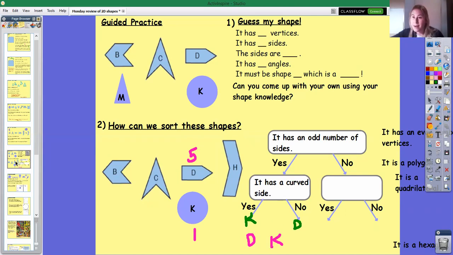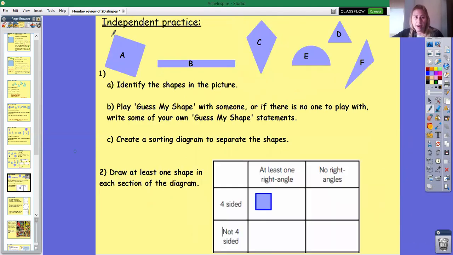I hope you can have some fun and have some creative thinking coming up with your own sorting diagram, because in your next task, the independent practice, the first thing is to identify the shapes in the picture. So you might need to think about whether they're quadrilaterals or triangles, but really think about what types of quadrilaterals and triangles they are. Push yourself to extend your shape knowledge. You might want to play Guess My Shape with somebody, or if there's no one to play with, please write your own Guess My Shape statements like I demonstrated before. And I'd like you to create a sorting diagram to separate those shapes out.